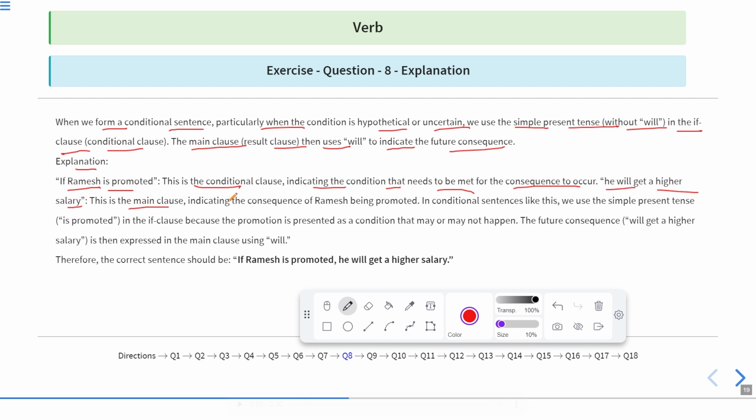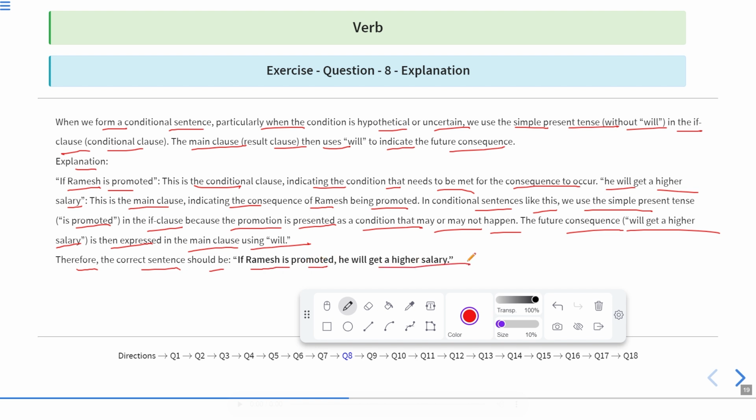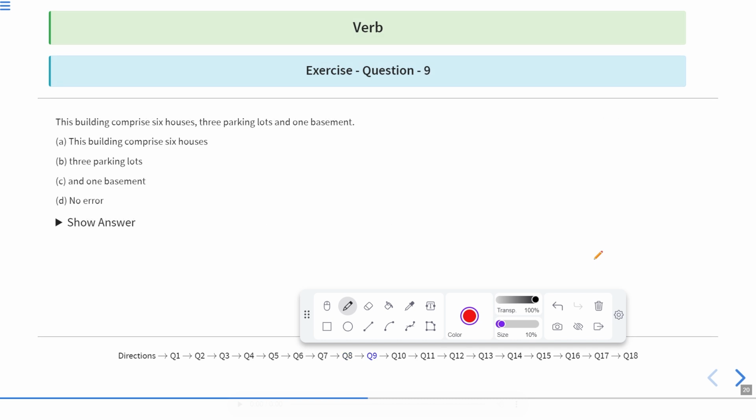This is the main clause indicating the consequence of Ramesh being promoted. It means it is the result of Ramesh's promotion. In a conditional sentence like this, we use the simple present tense, "is promoted," in the if clause because the promotion is presented as a condition that may or may not happen. The future consequence, "will get a higher salary," is then expressed in the main clause using will. Therefore, the correct sentence should be, "If Ramesh is promoted, he will get a higher salary." Okay. Now let us move to the next one.